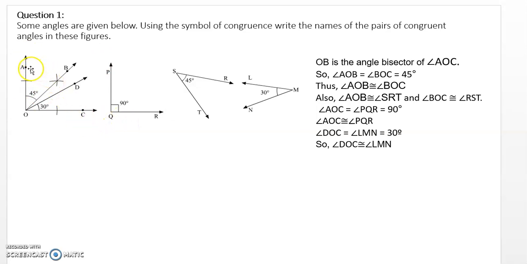Next it is given as DOC. Now what is DOC? It is 30 degrees. So LMN equals 30 degrees. So DOC is congruent to LMN. Here you will do the correction. It is AOB congruent to RST, not SRT. Like this, SRT is not there. Like this, RST. Now with these students, we have finished with the lesson.